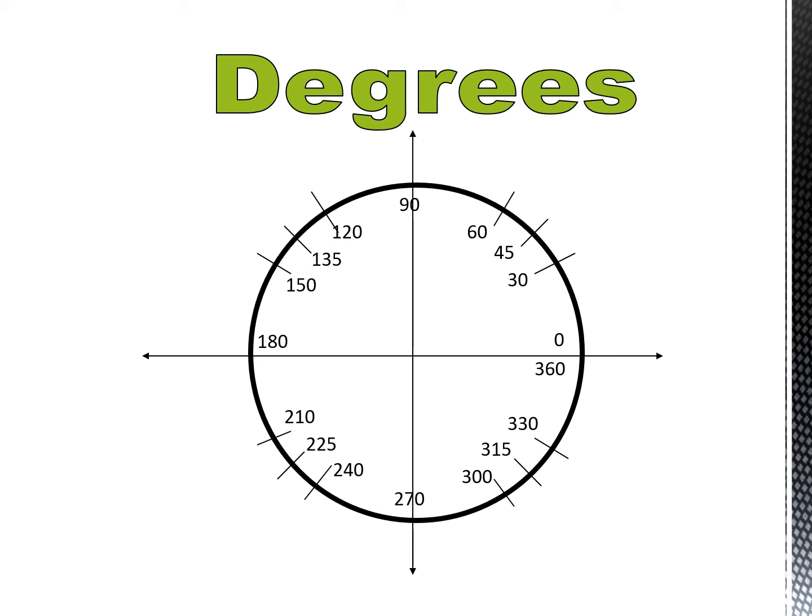Here is the unit circle with the special right triangle degrees labeled around it. Now remember, degrees is just the way that we are used to measuring around a circle. 0 degrees, 360 degrees. Well, there's a different way that you can measure around the circle. It is called radians.